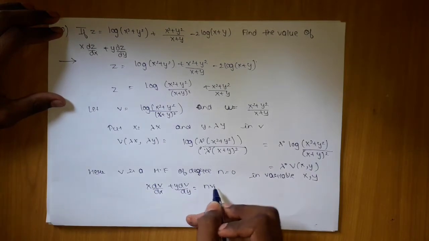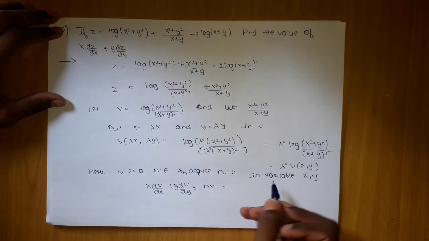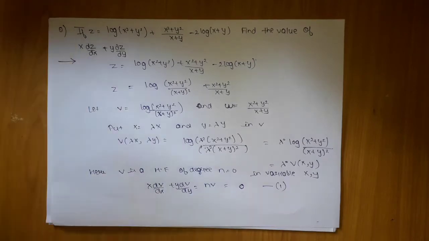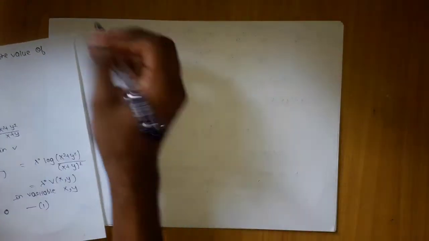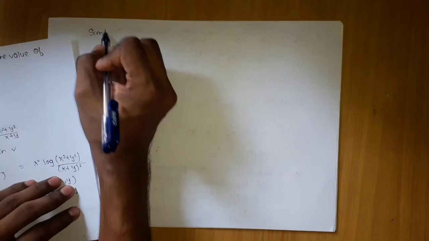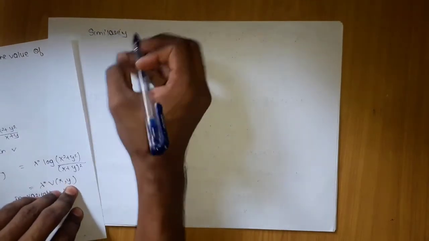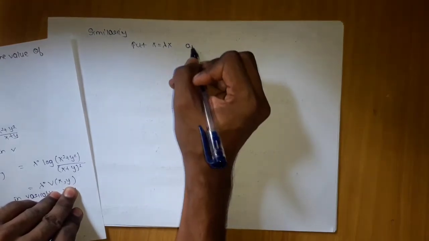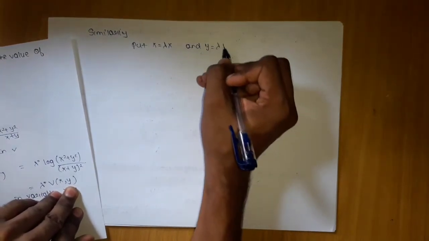N times v. As per this, v is the function, but n is 0, as you can see, so it will be equal to 0. I will write it 1. Similarly, put x equals lambda x and y equals lambda y in w.